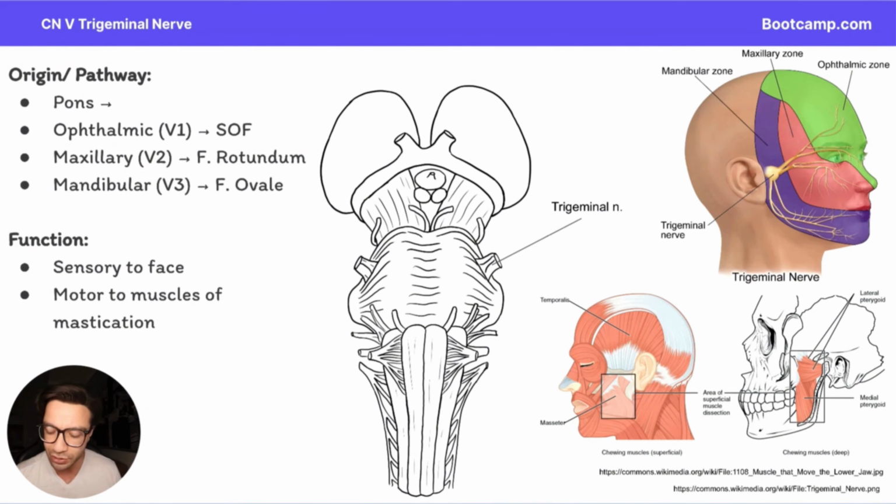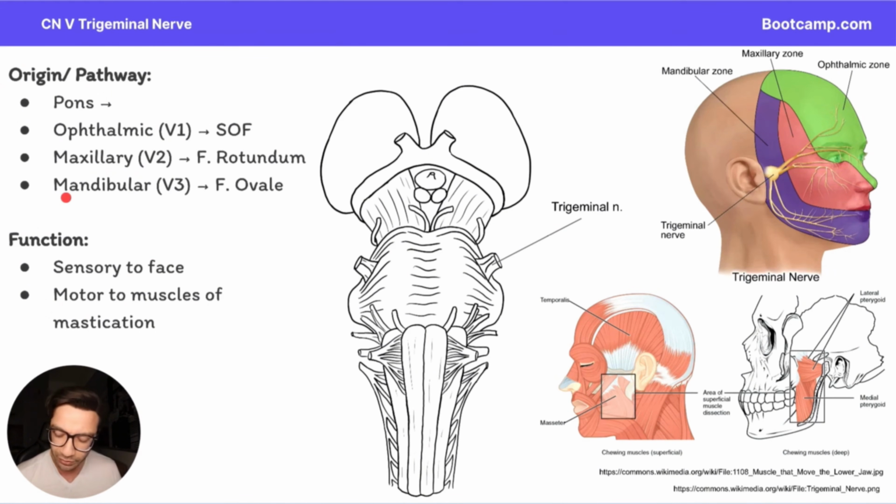And they're going to provide sensory to this ophthalmic region right here, this maxillary region right here, and this mandibular region right here. So all the sensory of the face is controlled by our trigeminal nerve right here. It also has a little bit of motor function.